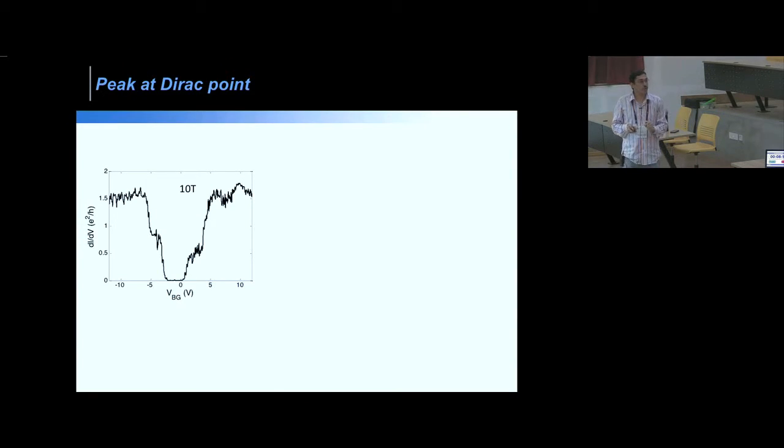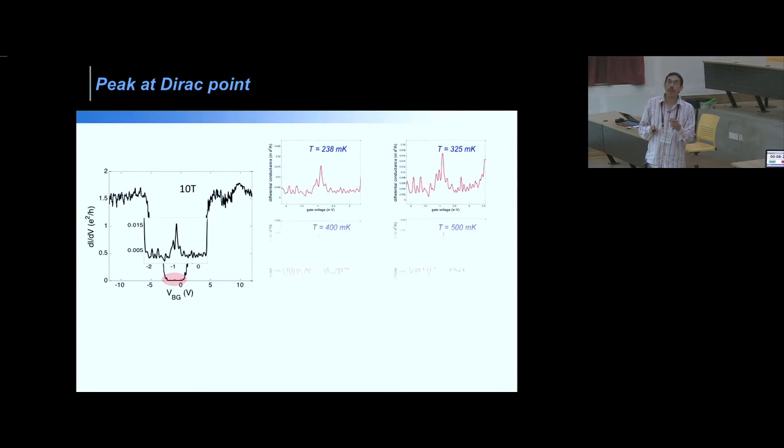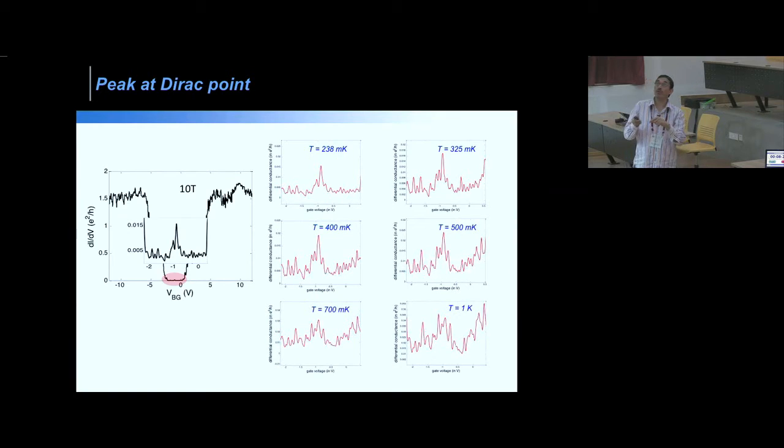But there is a twist in the story. Is it completely suppressed? In fact, if you look, there is some sort of spike. In the beginning, we were missing this point. What happens if you zoom in: you see exactly at the Dirac point, there is a peak, with the conductance increasing on both sides. So you have a peak at the center. This peak we have seen up to 500 millikelvin; at 1 Kelvin the noise is almost comparable to the peak.